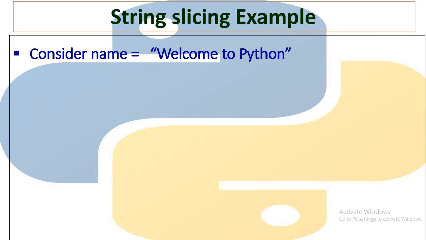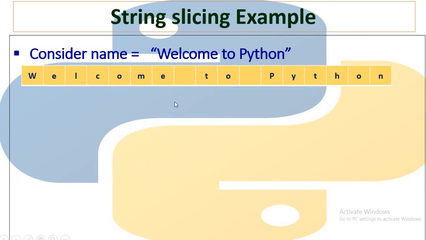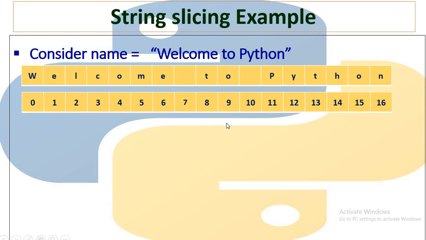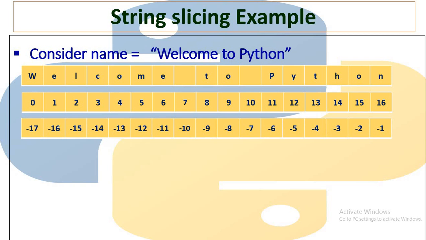Before going to an example, we need to have a string with us. So consider a string with name equal to welcome to Python. Here name is a variable and the value of this variable is welcome to Python along with spaces. As I told, in slicing the index is important, so we will rewrite the string like this and write the index of that string as well, to have a clear idea about the output. I mention two indexes all the time, index from the left side and index from the right side. Mostly we will use positive index, that is index from the left side.